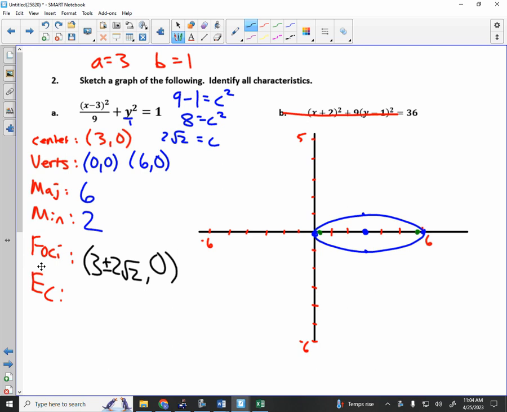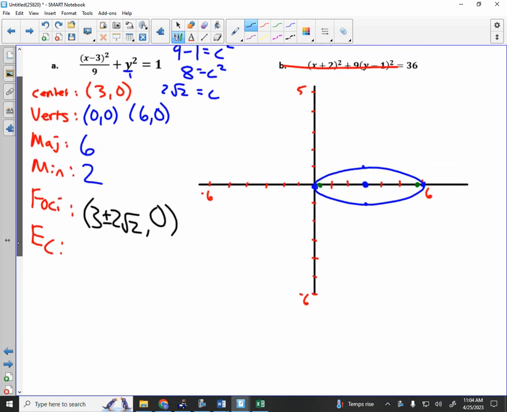Is that good? Good. So that's 2 of them. We have one is 3 plus 2 roots of 2, and the other one is 3 minus 2 roots of 2. 0 for both y values.